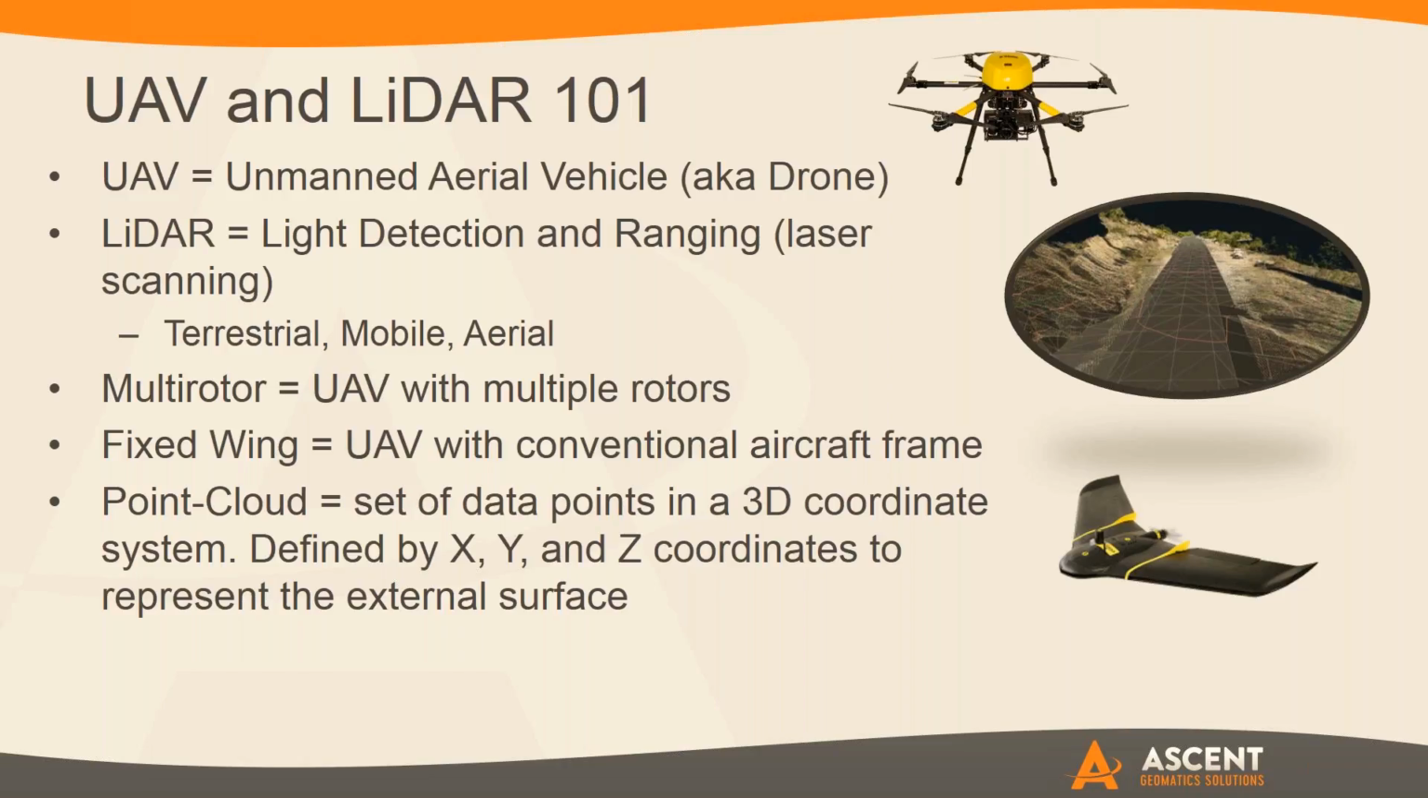Multi-rotor, this is a type of UAV. That's what you see up there at the top, which is the yellow kind of UAV that's got multiple different arms coming off of it. That's better for flying a little bit lower, a little bit slower, and it's going to have a little higher resolution. It's really just a different type of tool that we use in the tool belt.